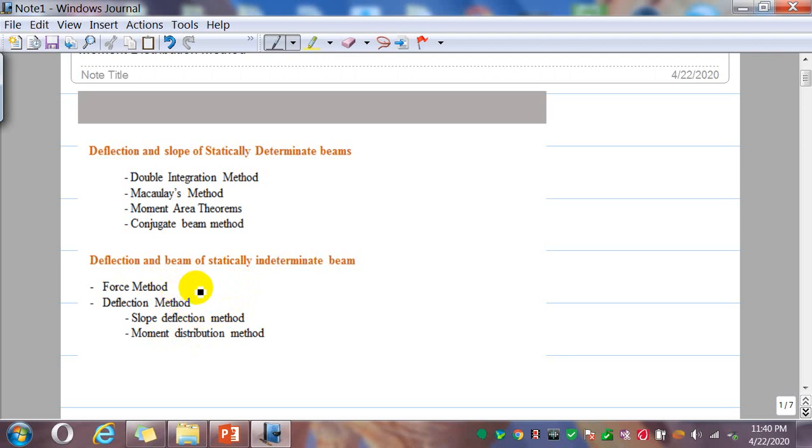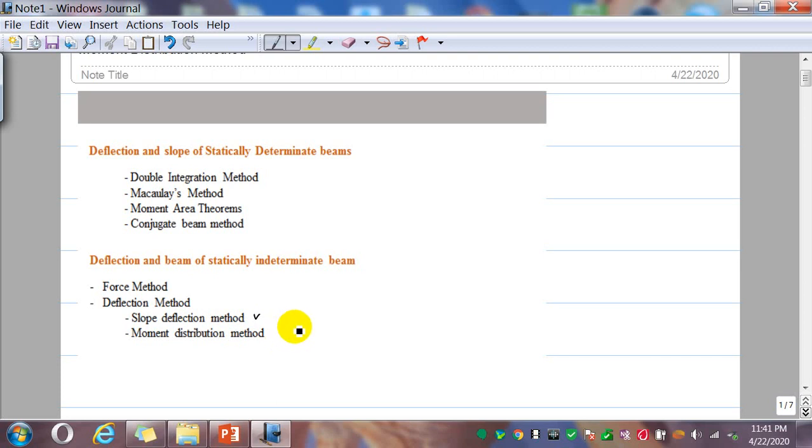The force method is a simple one, but it has some limitations in terms of the number of unknowns that can be resolved. But the stiffness method or deflection method can be used for any number of unknowns. Under the deflection method, we have discussed how to approach a statically indeterminate beam using the slope deflection method, and we are going to discuss how we can use the moment distribution method to solve statically indeterminate beams.